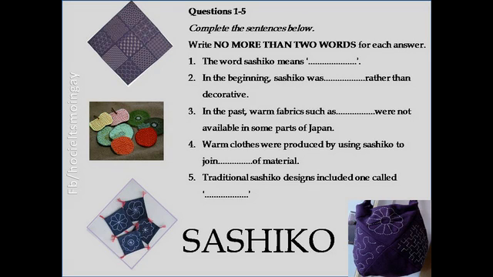Good morning, everyone. As you know, we're continuing with the part of the textile course where we look at some different types of stitching or stitching techniques. And today, we're looking at one that comes from Japan. It's called Sashiko. Now, what does that word mean? Well, it translates as little stitches.